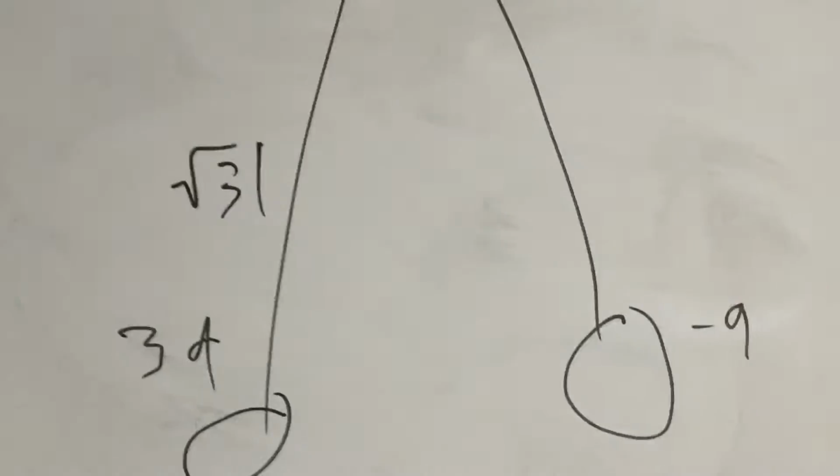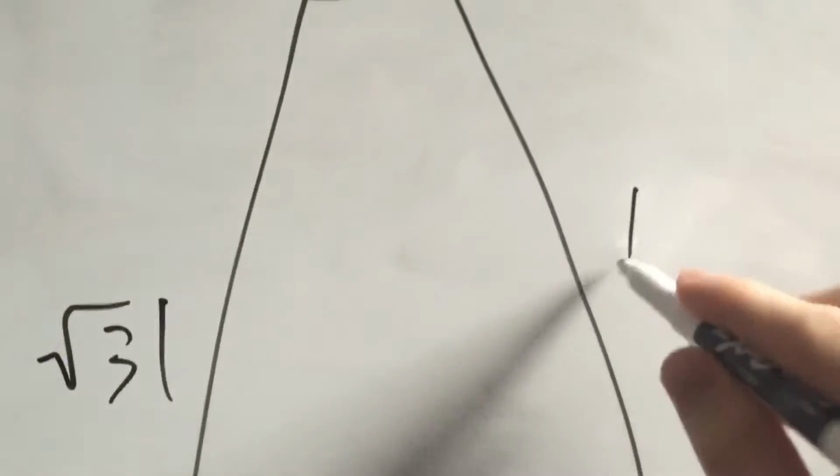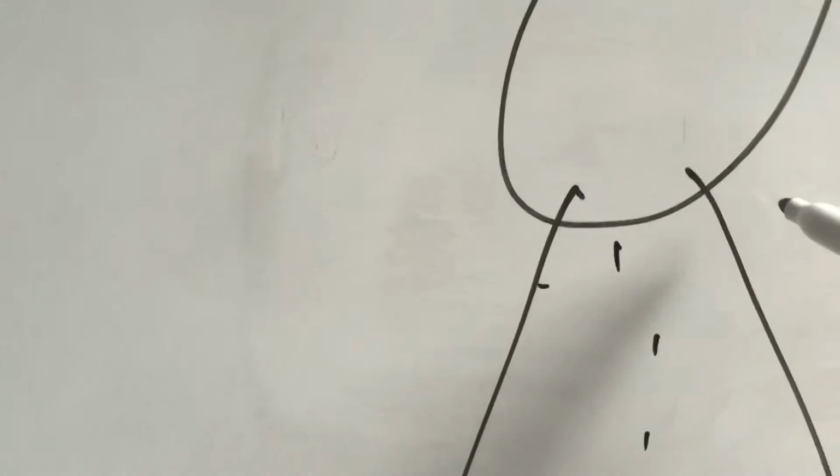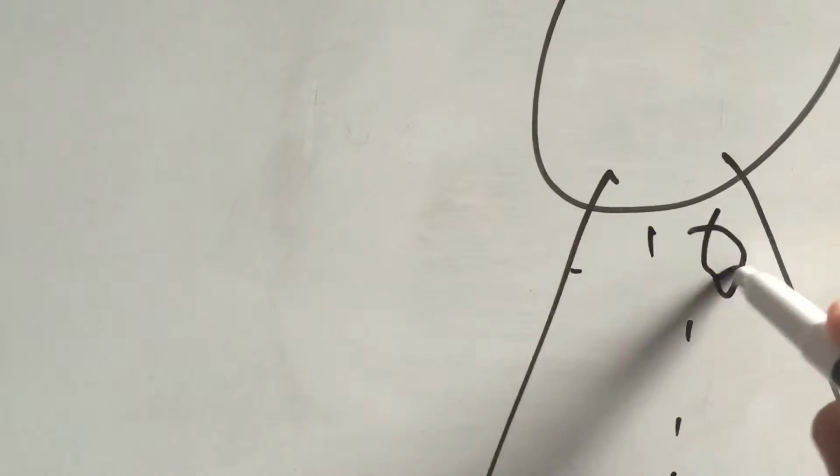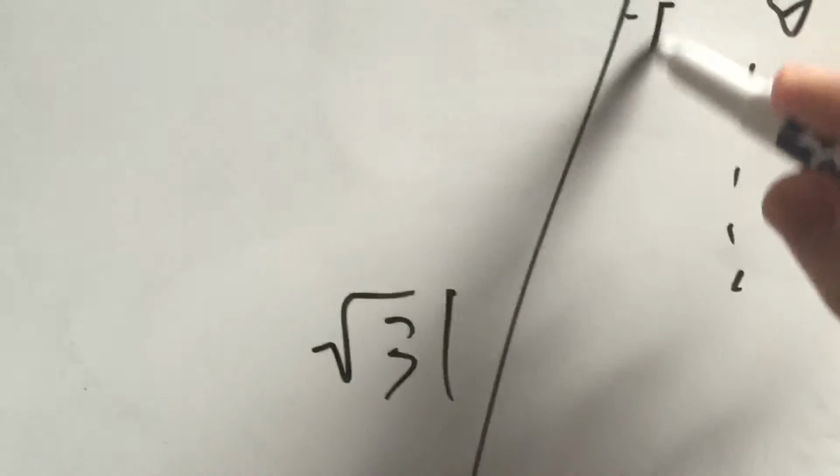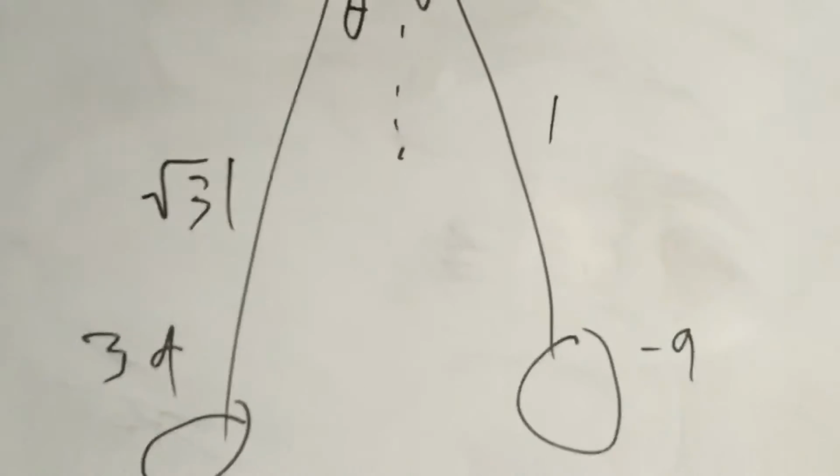Negative q prime. The q, negative q, 3q. And this is root 3 L. And this is L. The distance between these two is the same theta. It's hard to hold the camera and do it at the same time, but yeah, alright.